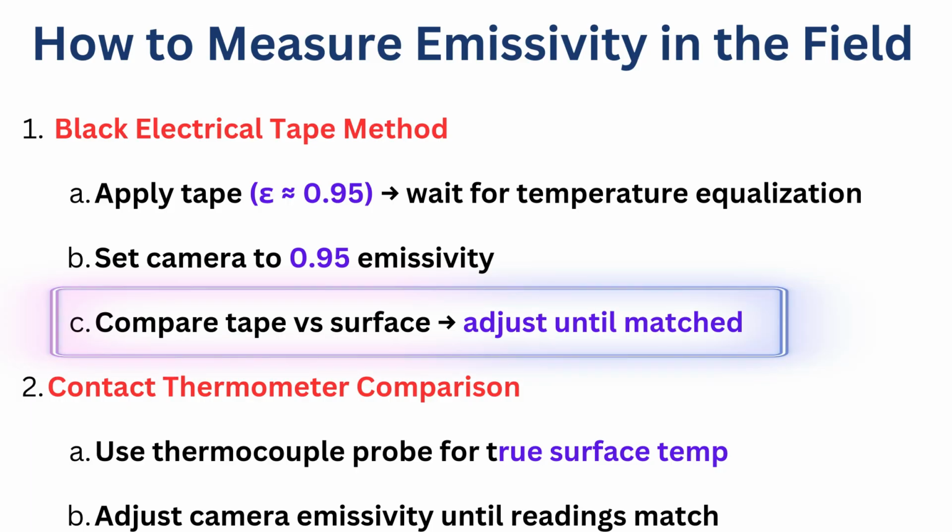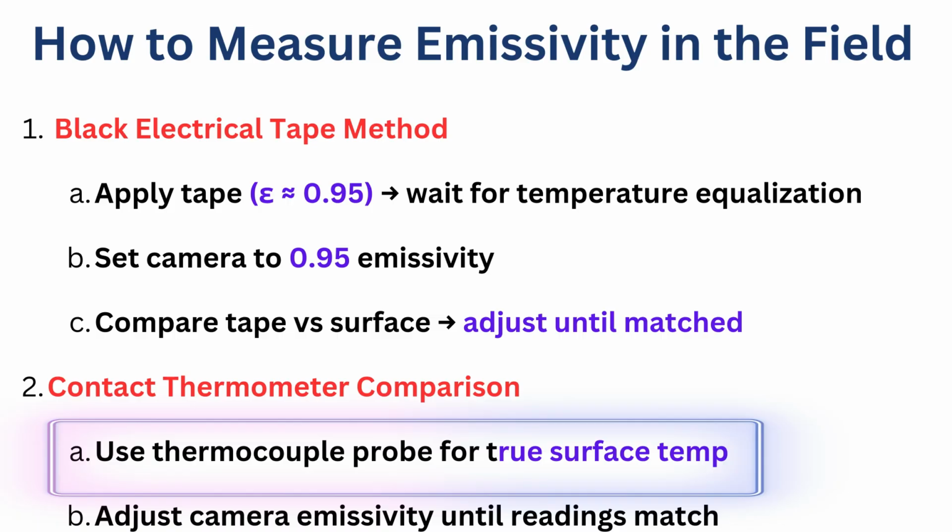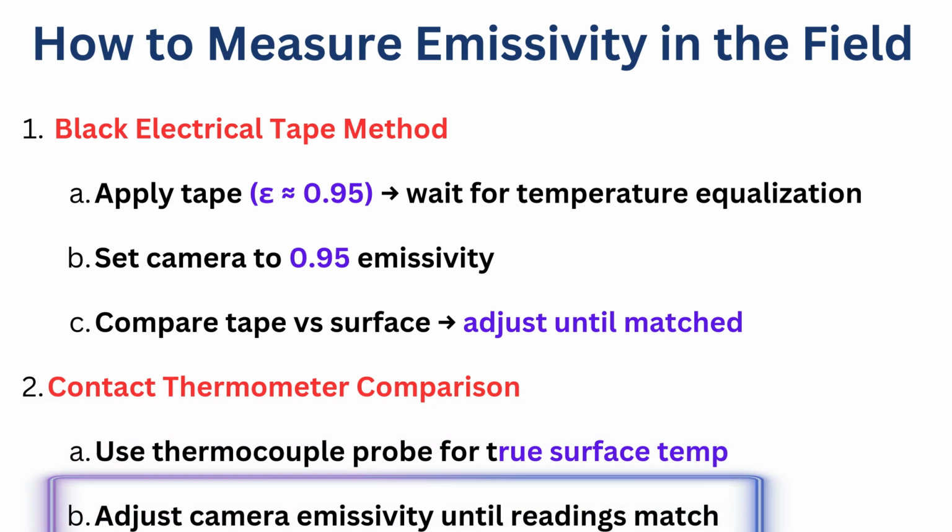This can be done in another way also, that is the second method, using a contact thermometer or a laser gun. In this case we measure the true surface temperature using the laser gun or the thermocouple probe. Then I adjust my camera emissivity until I attain the same temperature that I am getting on the thermocouple probe or the laser gun. Okay, so there is another third method.